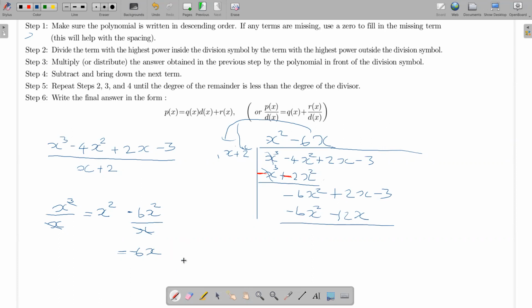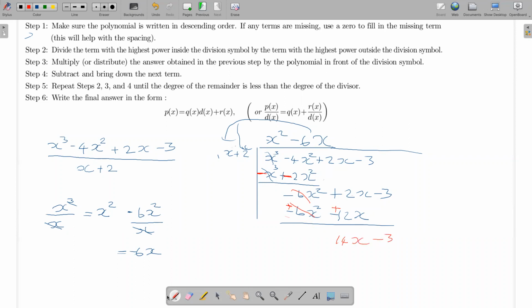Again, I'm going to subtract. So when subtracting, this becomes positive because I change the sign. Then negative 6x squared and positive 6x squared cancel out, no? When subtracting, the signs must change to the opposite. Now here both of them are plus, so I get 14x.